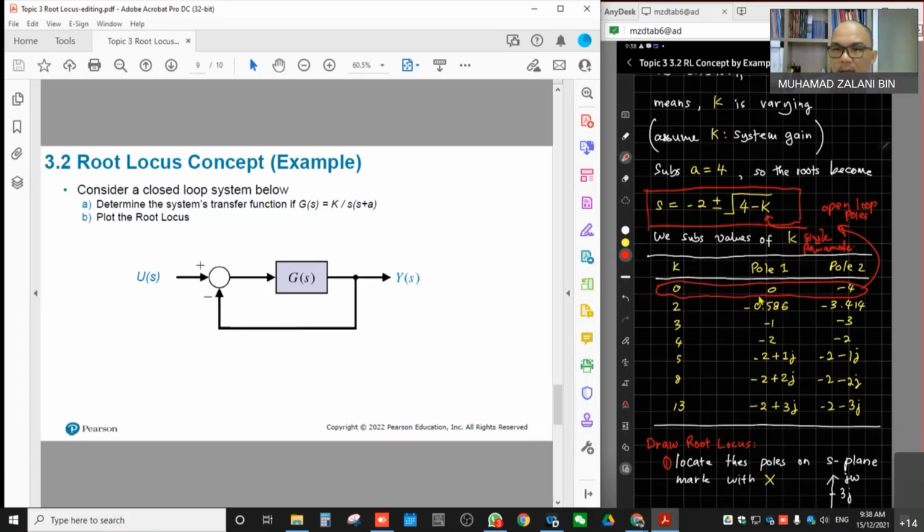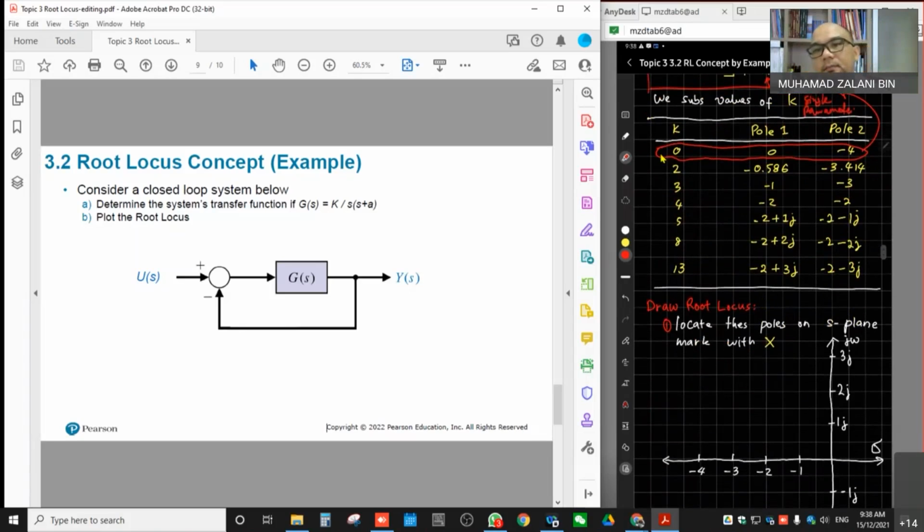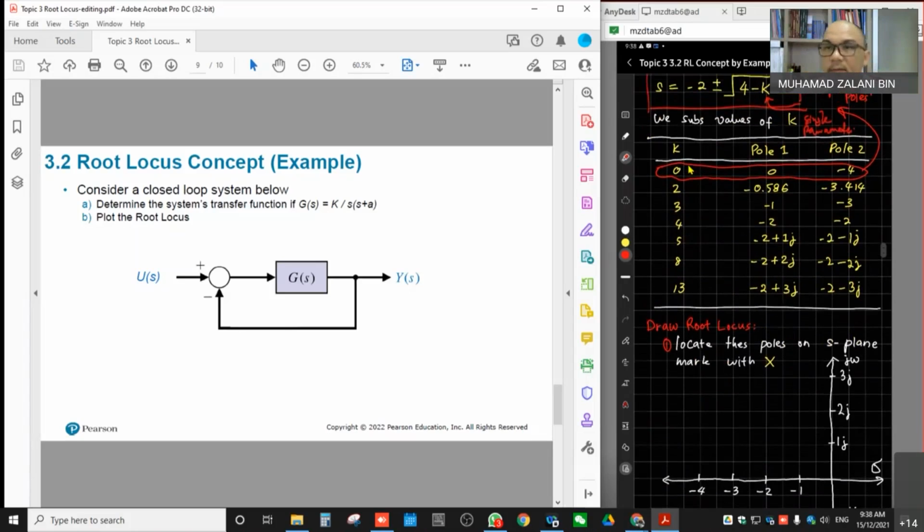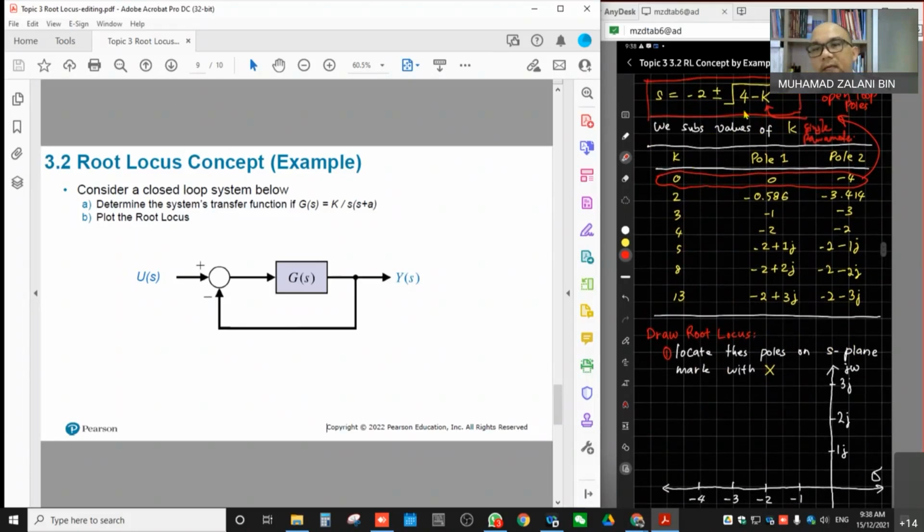I have prepared this table. As you can see, we vary the value of K starting from 0, substituting the value of K as 0, 2, 3, 4, and so on until 13 here. You'll see that the pole values are changing. Of course, we have two poles.